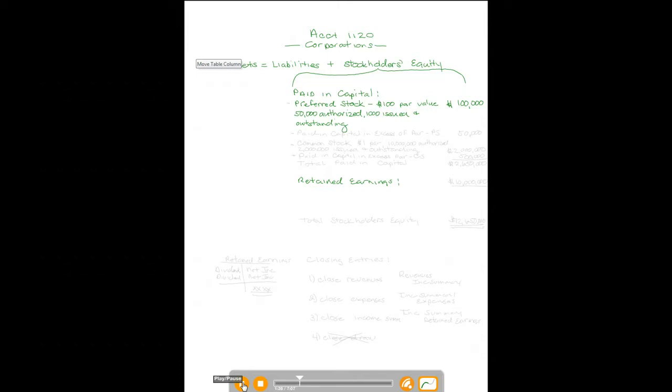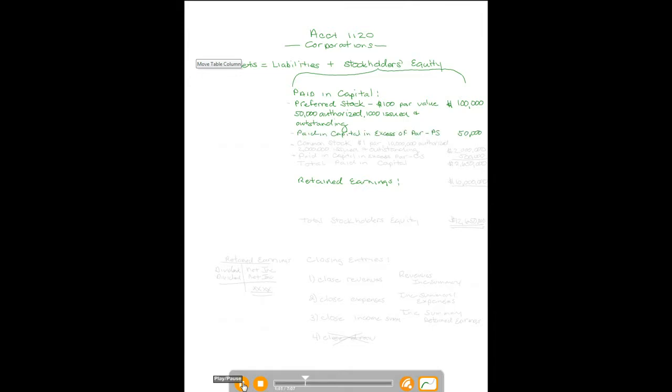Notice it says I have $100 of par value stock, 50,000 shares are authorized, and 1,000 shares are issued and outstanding. That means my par value is $100, and I have sold 1,000 shares of these, and they are still outstanding. Nothing has been purchased and held in the treasury.